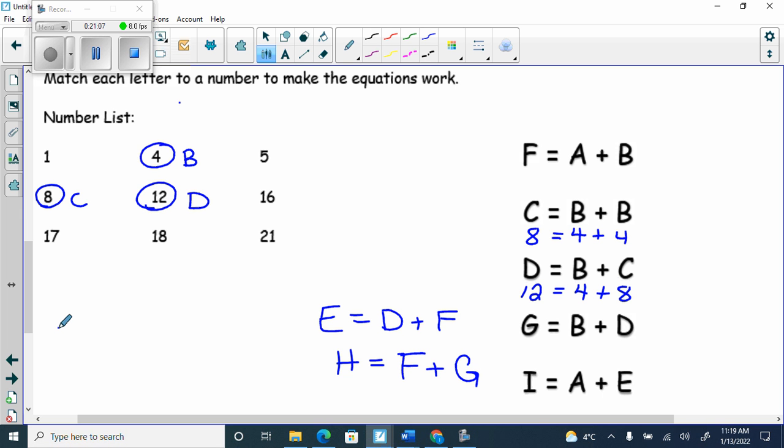Anything else? G equals B plus D. So 4 plus 12 is 16.